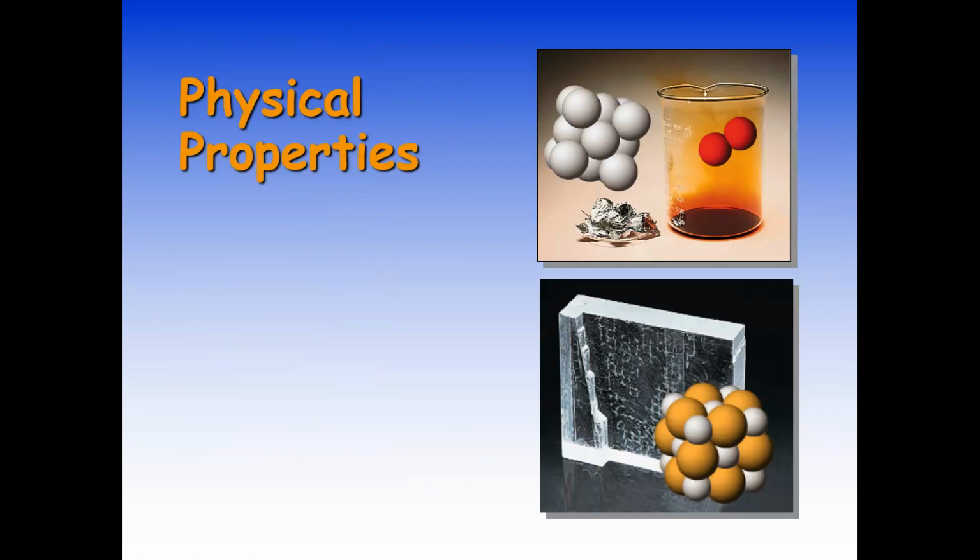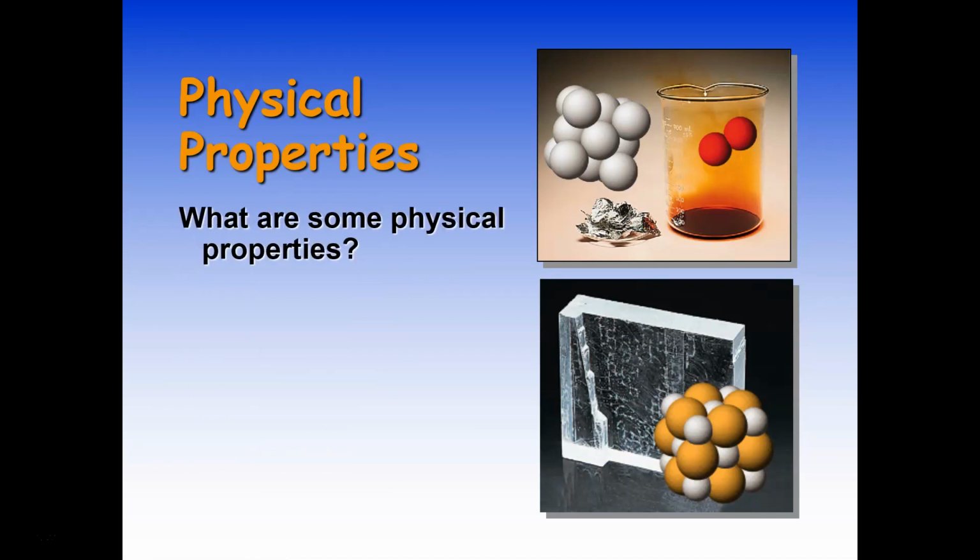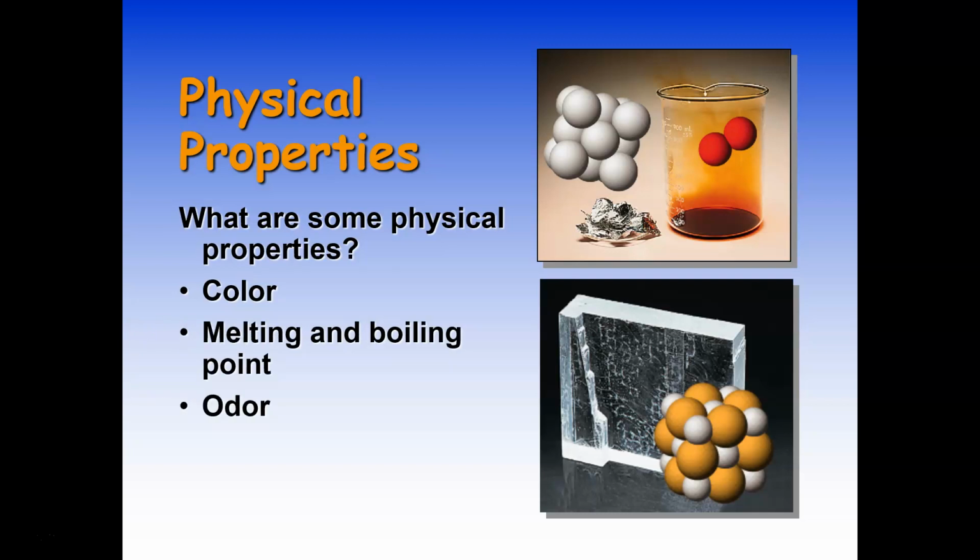Now, before I mentioned density was a physical property. So what is a physical property? Physical properties are things like color, melting and boiling point, any phase change really, how they smell, their odor, their shape, and their density, like I always mentioned. They can also be the phase of matter, like solid, liquid, or gas.